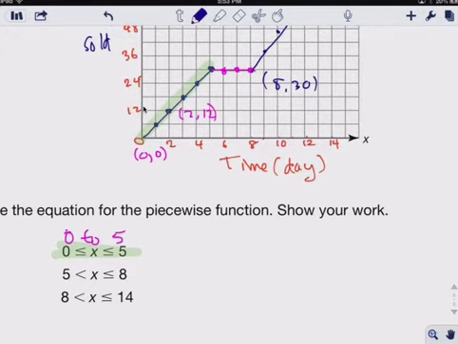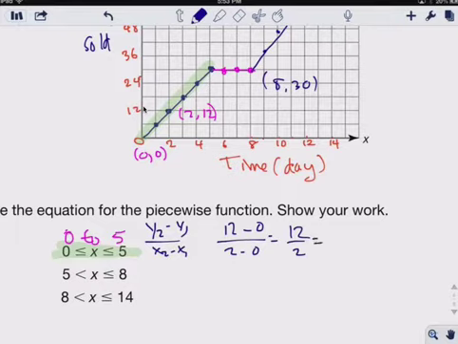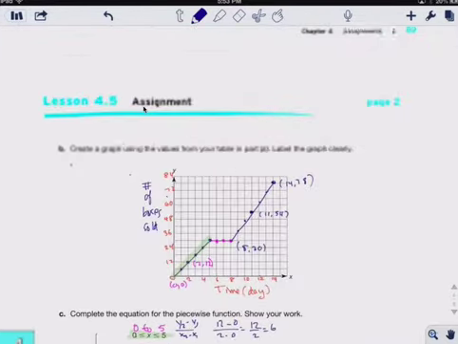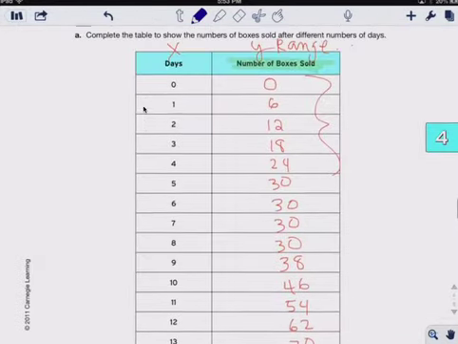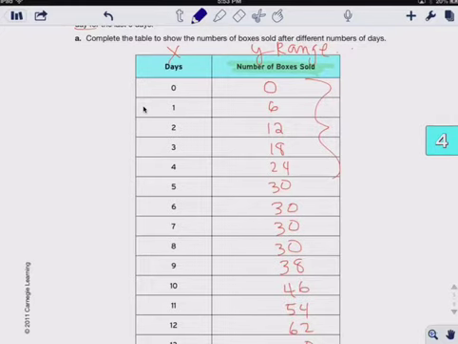First, remember y2 minus y1 over x2 minus x1 is the formula for slope. So we get 12 minus 0 over 2 minus 0, so 12 divided by 2, the slope is 6. Notice that's the same as an increase of 6 boxes every day.